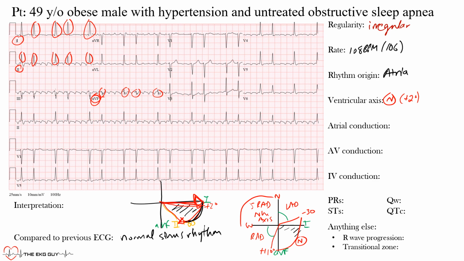One easy trick you can use is by simply looking at leads 1 and 2, and if they're positive, then you know the axis is normal, as we saw here. So that's another way you can use. All right, so let's move on to atrial conduction.